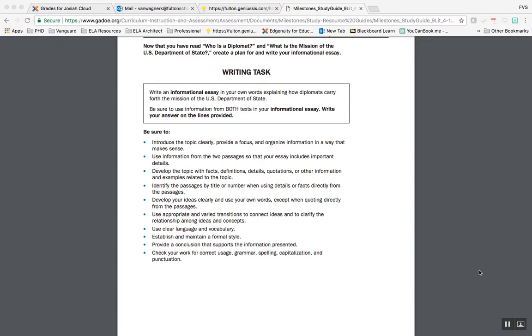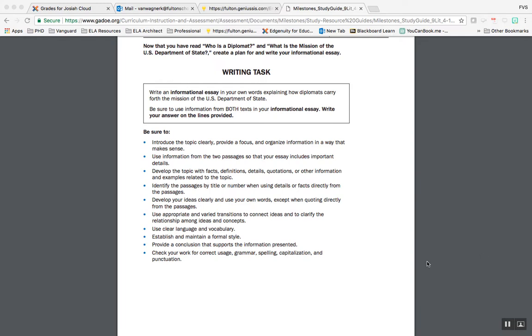Develop the topic with facts, definitions, details, quotations, or other information and examples related to the topic. Basically, use textual evidence. Make sure that you are using quotations. Make sure that you are using a synthesis mindset where you are saying, this is what this person said about diplomats, this is what this person said about diplomats, so I can understand a diplomat is blank. So that definition is easily seen to be pulled from both passages.